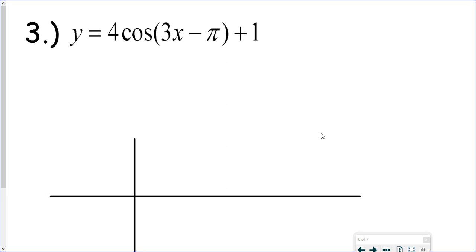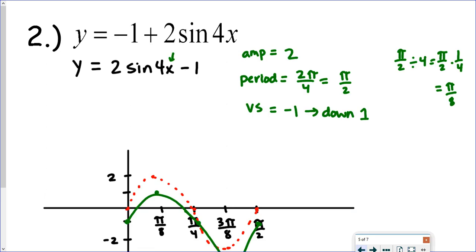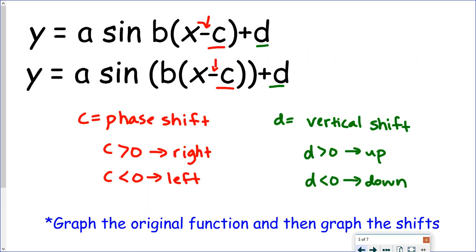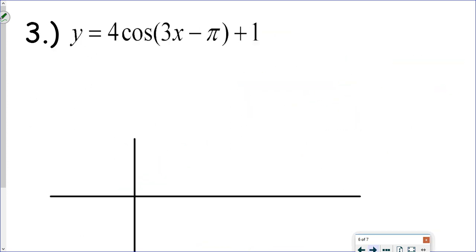Okay, so I have a little bit more going on here. So 4 cosine of 3x minus pi plus 1. The first thing I need to identify is this period and phase shift together inside the parentheses. If I go back to this, notice that our period change here is outside that parentheses. So I have to make sure that I do that if I see a phase shift and a period change.